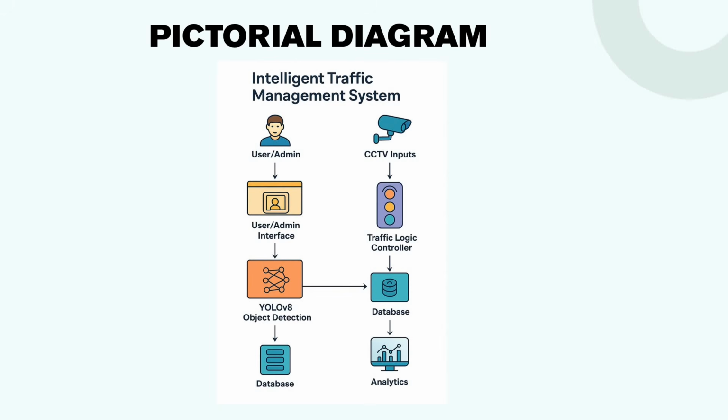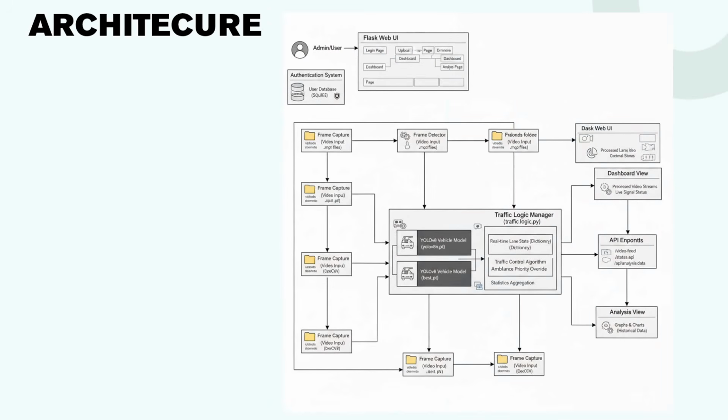If you need an advanced diagram to explain this project, here is the advanced architecture diagram. It gives all the information of the project: where the vehicle model is present, where the ambulance model is present, how the frames are captured, how we process the video, and how the UI works. You can see there is a login page, an upload page, and a dashboard page. Once the dashboard is finished, you can get to the analysis page. All the details are here.